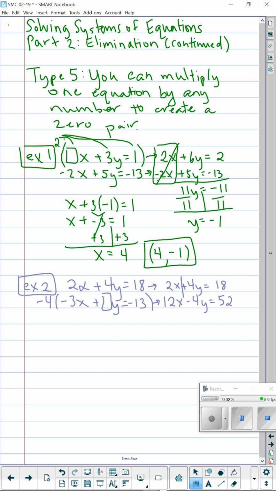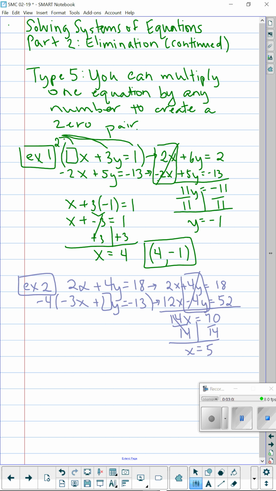So now that I have a zero pair, I have a positive 4y and a negative 4y, then I know that those cancel. And then I can turn the rest into my giant addition problem and add. So 2x plus 12x is 14x, and 18 plus 52 is 70. And then from here, all I have to do is divide both sides by 14. And then 70 divided by 14 is 5.